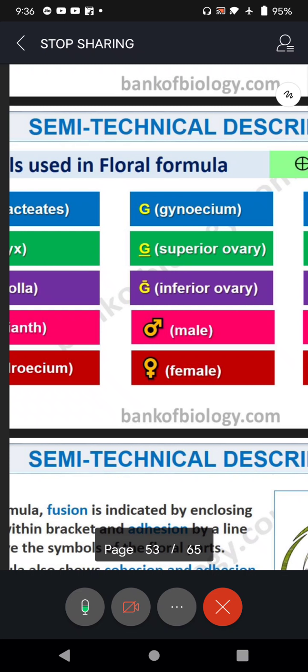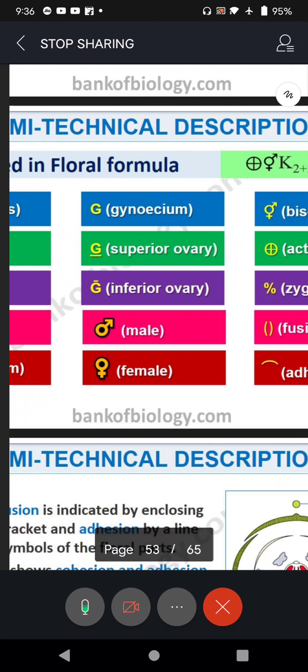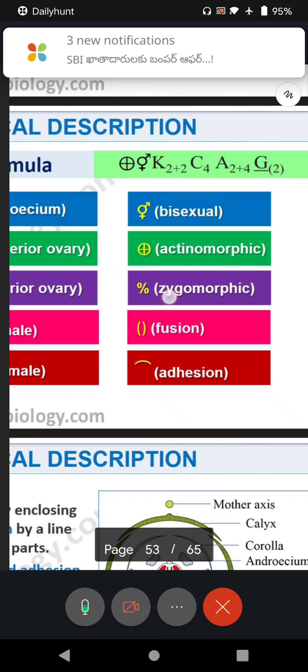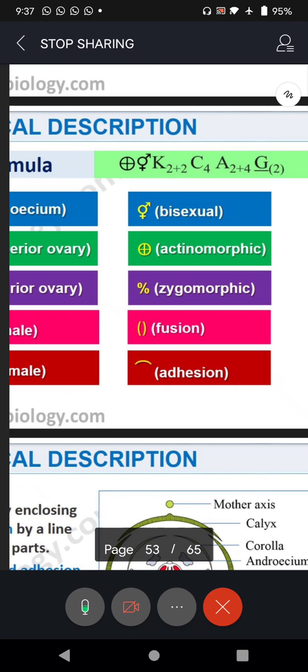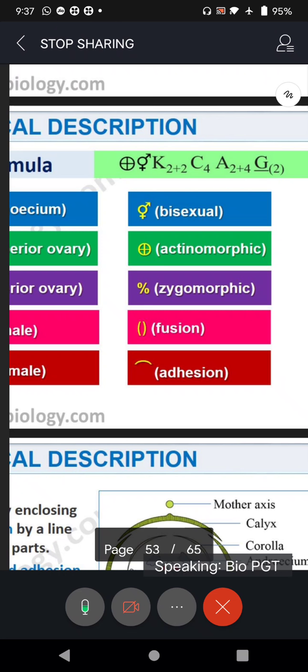Next, male. If there is androecium part, we said staminate flower. For staminate flowers, we use this symbol, 0 with an arrow mark. And for pistillate flower, female flower, 0 with a plus under it. And like hibiscus, both are there. Androecium is there, gynoecium is there. Then you say bisexual. Both the androecium and gynoecium are present.